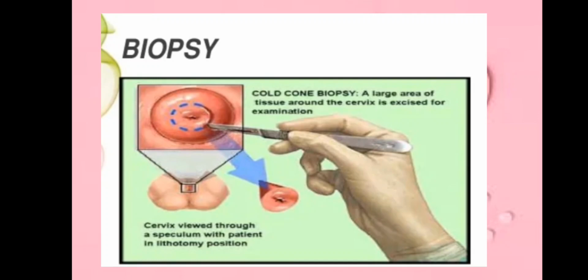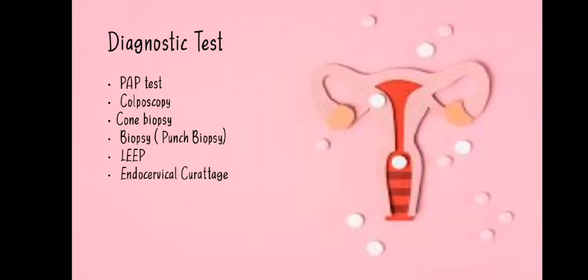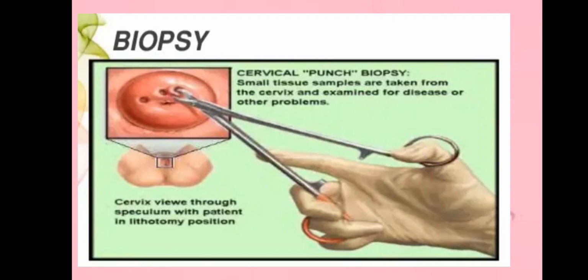Loop electrosurgical excision procedure. The doctor uses an electrical wire loop to slice off a thin, round piece of cervical tissue. Endocervical curettage. The doctor uses a curette, a small spoon-shaped instrument, to scrape a small sample of tissue from the cervix. Some doctors may use a thin, soft brush instead of a curette.